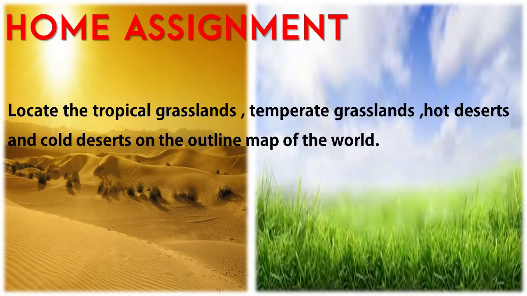That's all we have done for today, deserts and grasslands, and now it's time for home assignment. So in the home assignment you'll be locating the tropical grassland, temperate grasslands, hot desert and cold deserts on the outline map of the world, and you'll be pasting all these maps in your geography notebooks, and do send it to your geography teacher for checking.